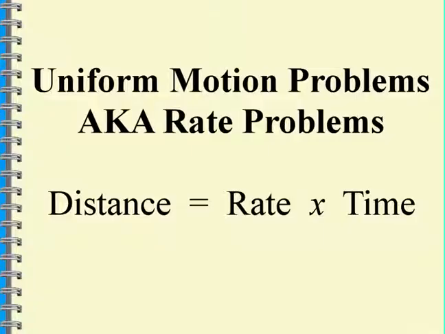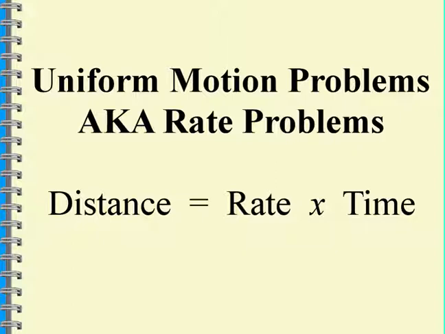And so finally what we're going to do is talk about some motion problems. These are the ones that you're going to need to focus on for your test, because you're actually going to have some motion problems on your test. So let's go ahead and look at what this slide says. It says uniform motion problems are also known as rate problems. Distance equals rate times time.